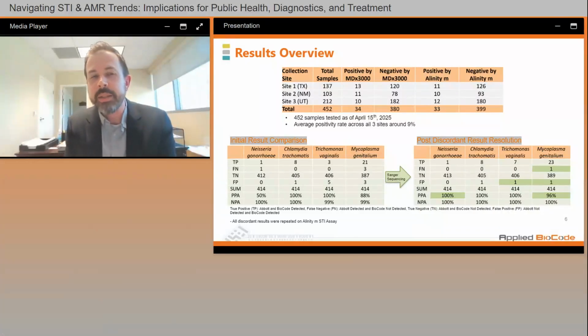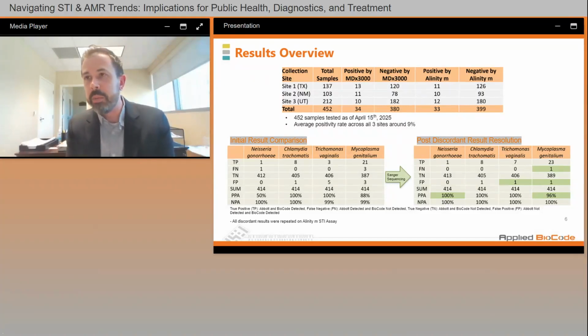Across the 3 collection sites, up to April 14th or 15th of 2025, we have tested 452 samples in total: 137 from the Texas site, 103 from New Mexico, and 212 from the Utah site. The Biocode MDX3000 system has identified 34 positives across all 4 targets, while the Alinity M has identified 33. At one point the positivity rate was around 9%, but it's really been around 7 to 9% on average across all 4 targets.